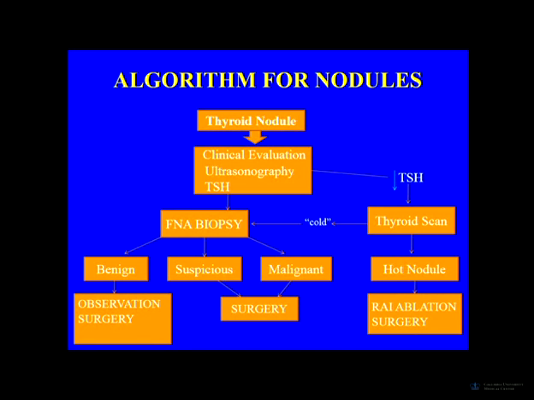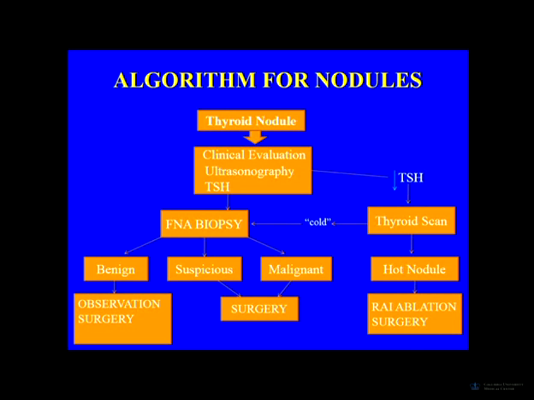And if you identify a hot nodule, these are almost never malignant. So you don't have to biopsy this. However, you still have a nodule, or maybe multiple nodules, that could lead to hyperthyroidism. So typically, if they're causing clinical symptoms, they may be treated with radioactive iodine to destroy the thyroid or to have them surgically removed.